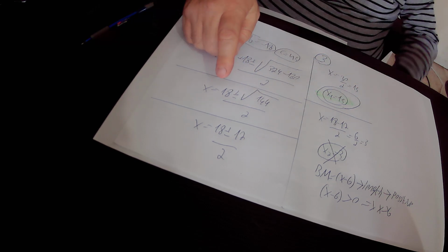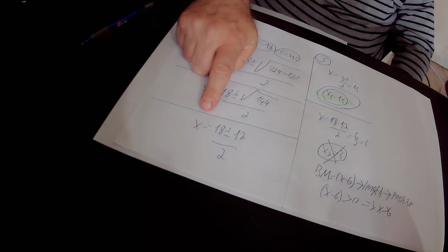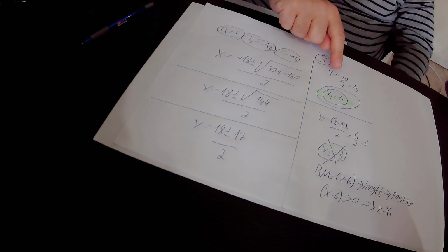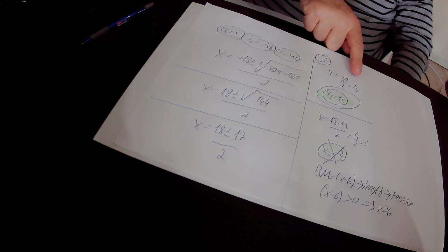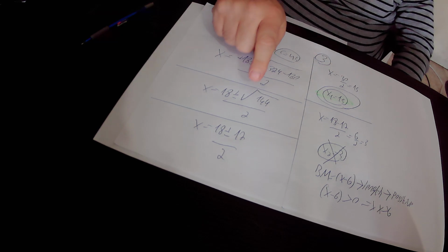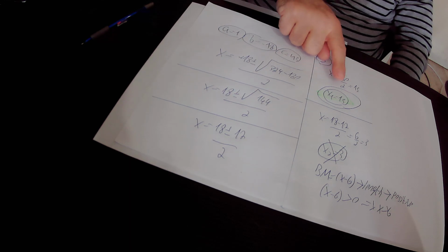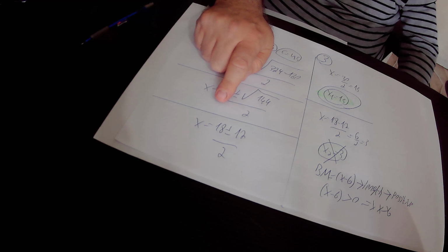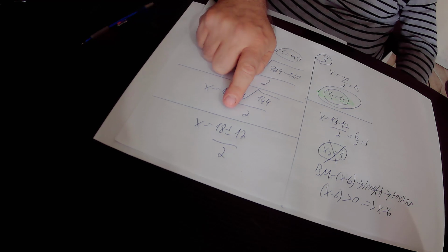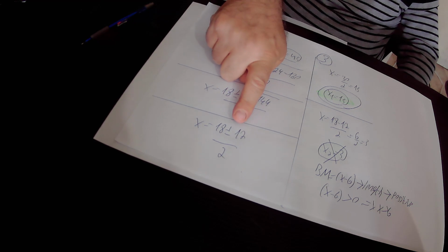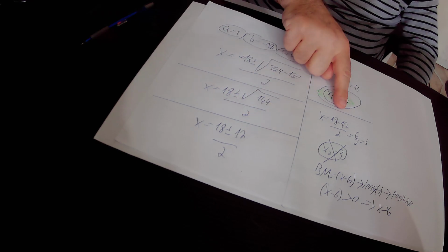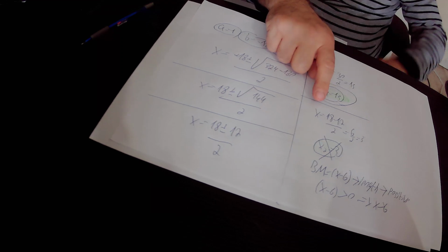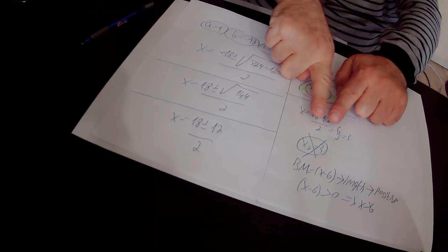So here we have two possible solutions for x. Either x equals 18 plus 12, that is 30 over 2. 30 over 2 is 15. So according to the first solution, x equals 15. We have also another possible solution for x. The other solution is that x equals 18 minus 12 over 2. 18 minus 12 is 6, and 6 over 2 is 3. So according to the second solution, x equals 3.